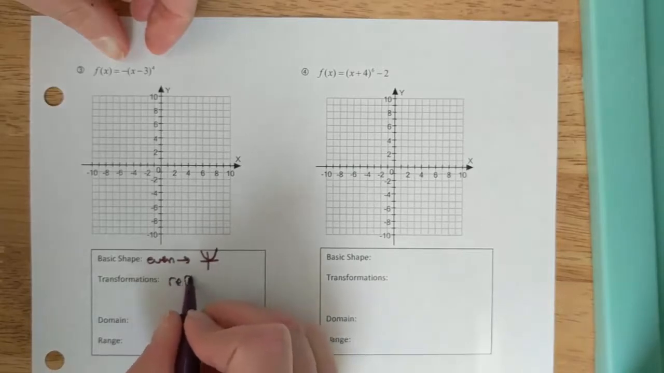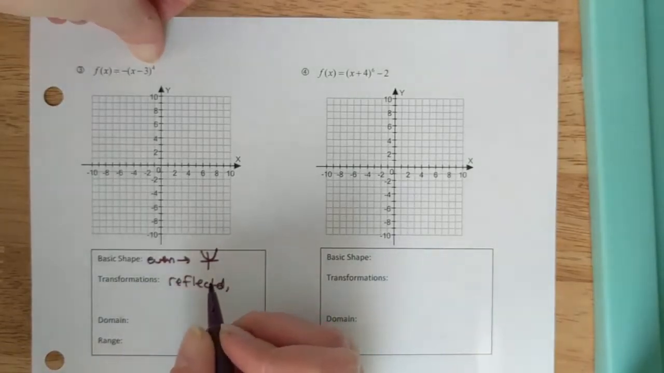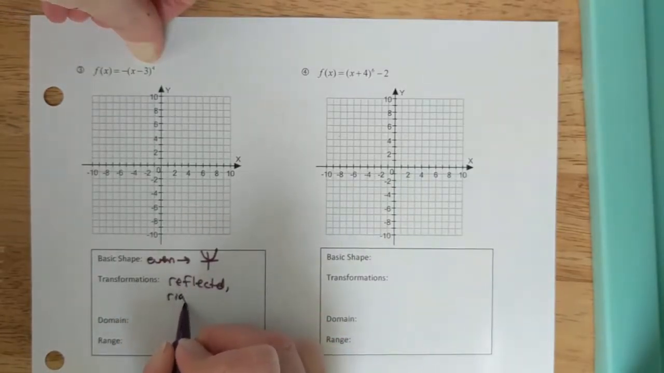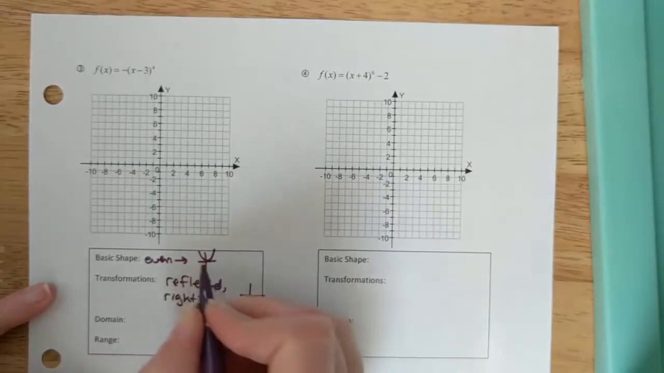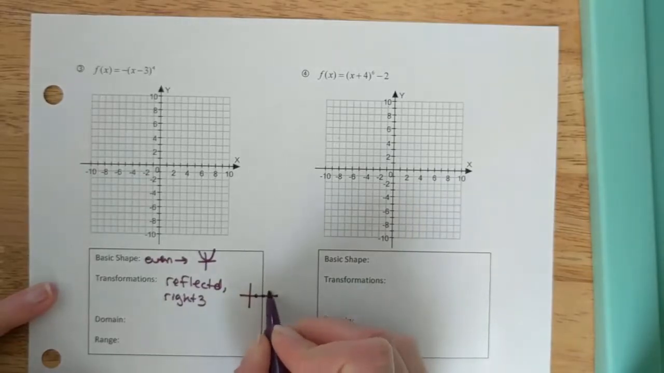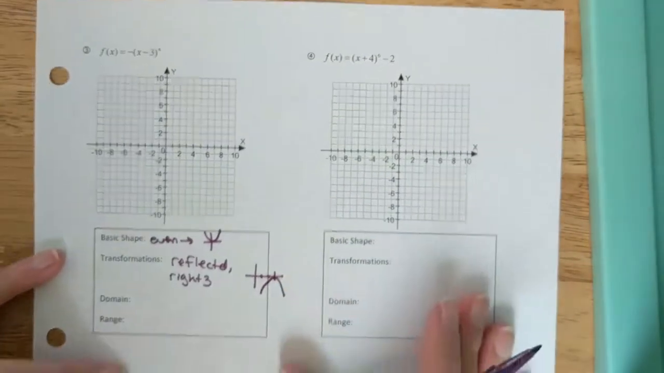First is going to be reflected, and then that minus 3 on the inside, inner is opposite, so it's going to be right 3. Okay, so if I took this graph, moved it right 3, put 3 right there, and then reflected it, that's the shape I would expect to see. So we're hoping that our final answer is going to look like this.